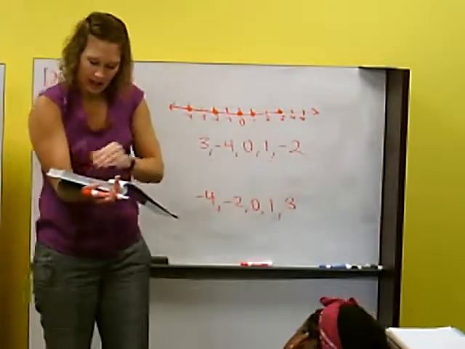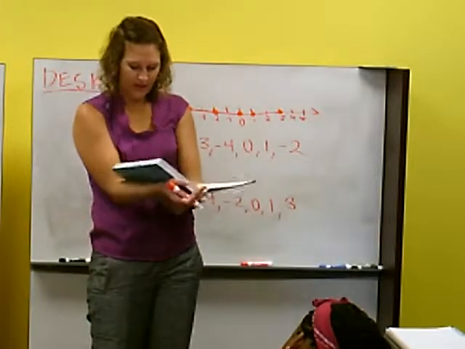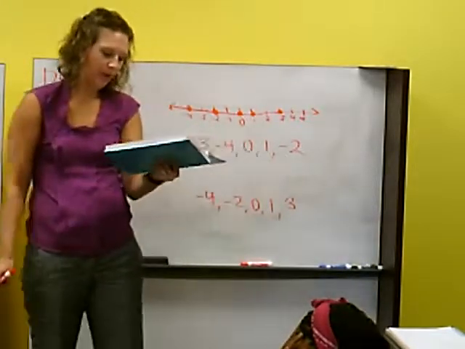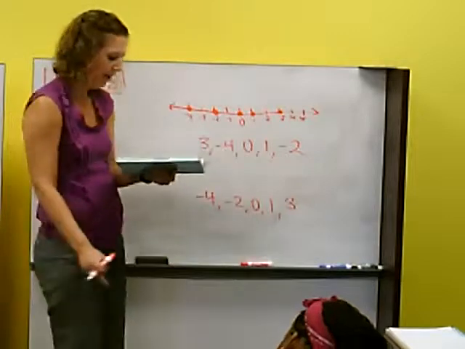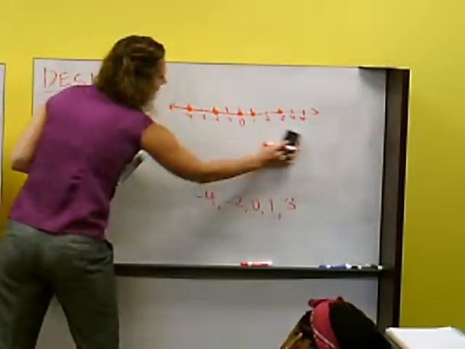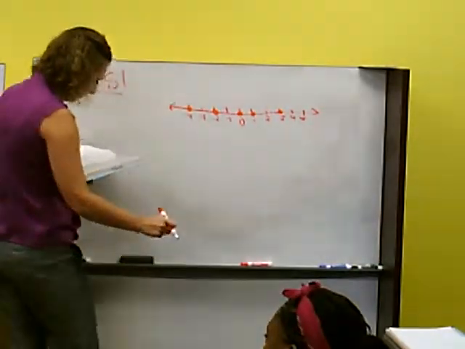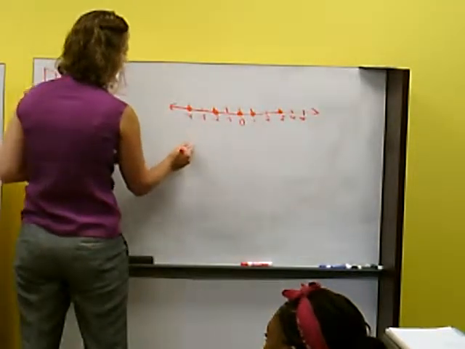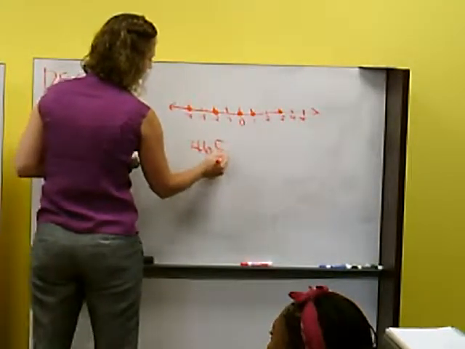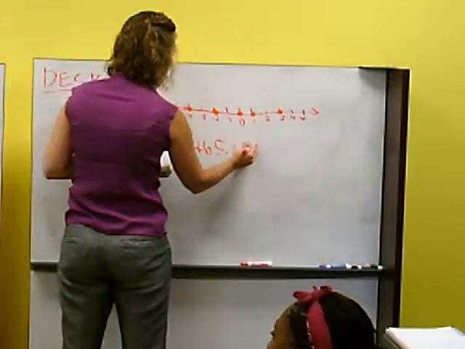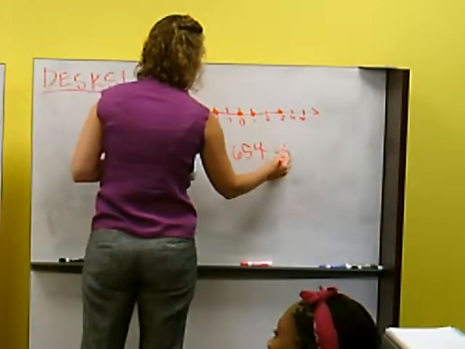Alright, alright. Arrange the following numbers in order from least to greatest. We're on example 2.2 at the bottom of page 7. 465. Damon, will you read those numbers to me? 465, what's next? 5, 4. Then 5, 4, 6.